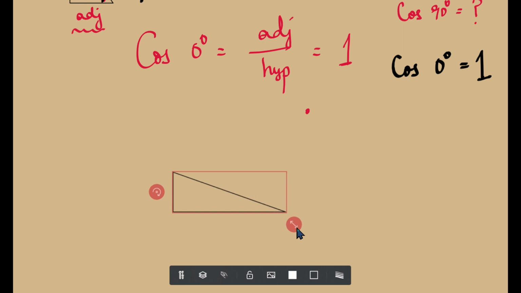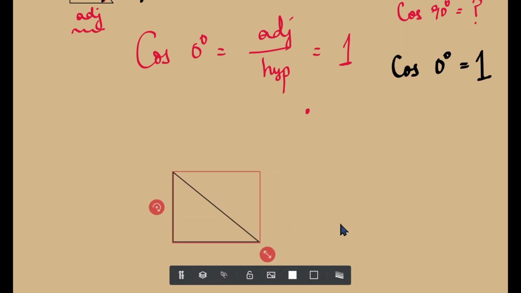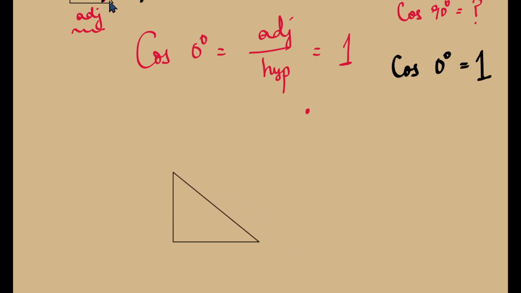Yes, let me make it a normal right angle triangle. It is right angled at this side, and this is theta, and we are going to make theta equal to 90 degrees. Of course, you can't imagine a triangle with a 90-degree angle in addition to the right angle.